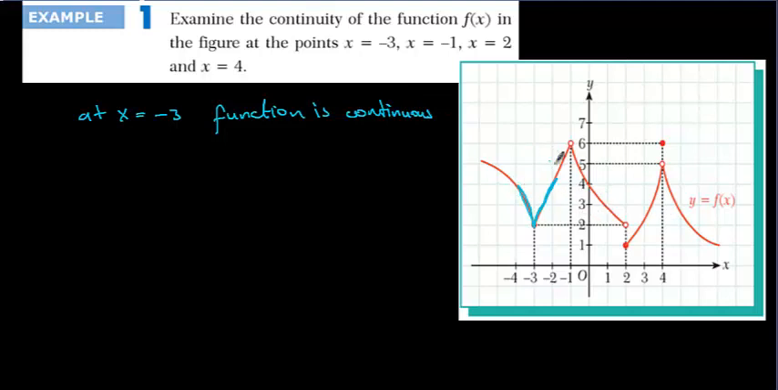Okay, when I come to -1, you see I'm moving my hand and I have to stop here. There is a white hole here, and I have to stop, and then I continue again. So I shift my hand. That's why we cannot say it is continuous. So at x equal to -1, the function is discontinuous.